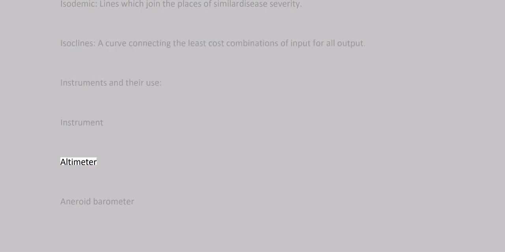Instruments and their use. Altimeter: height. Aneroid barometer: atmospheric pressure. Anemometer: wind speed. Beaufort scale: wind force. Crescograph: growth of plants. Dynamometer: converts mechanical energy to electrical. Campbell-Stokes: duration of sunshine.